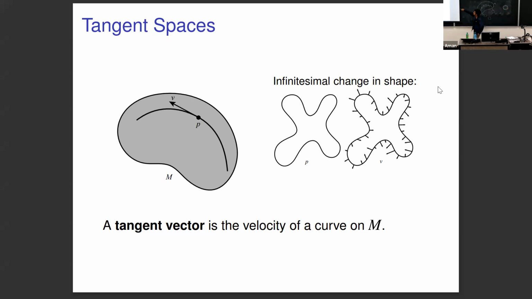So here also you can see that at a point P, which is this shape, if you find the velocity along any curve, the shape would be deforming, but every point on that shape would be moving differently, depending on what that curve is and where you are moving towards. Right? Okay.